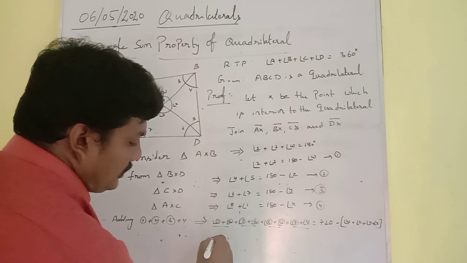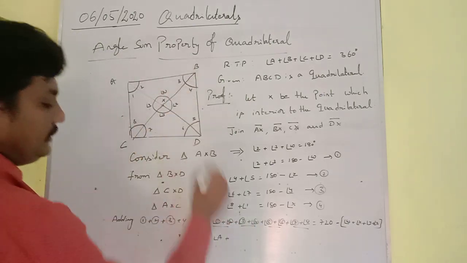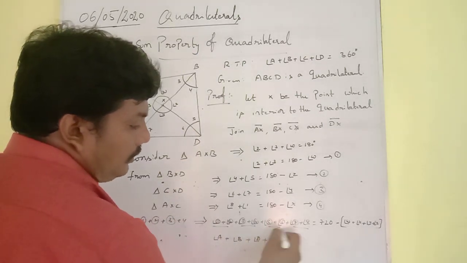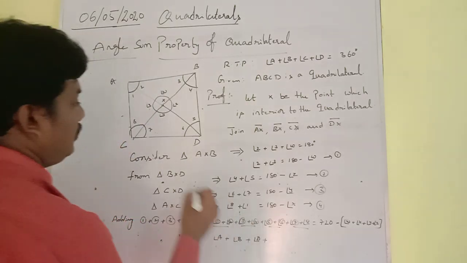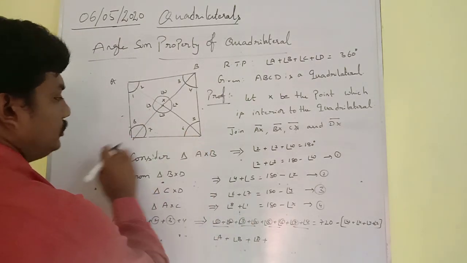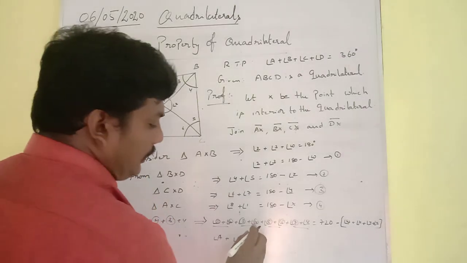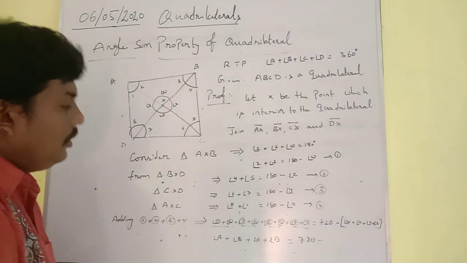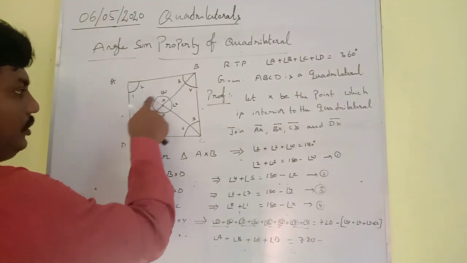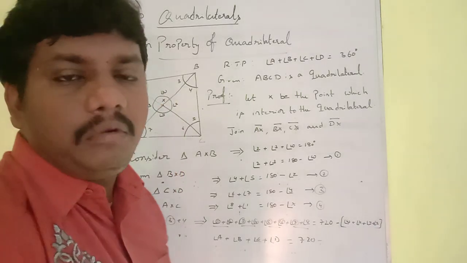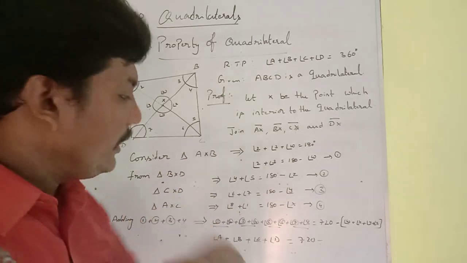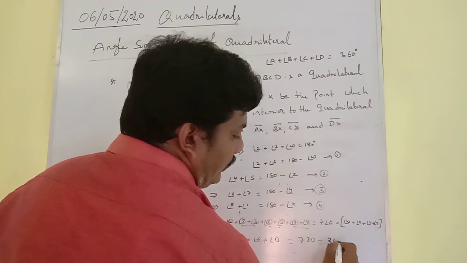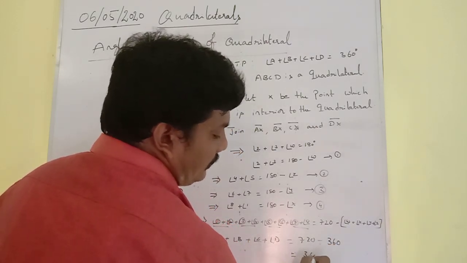Now 1 plus 2 is angle A, and 3 plus 4 is nothing but angle B, and 5 plus 6 is nothing but angle C, and 7 plus 8 is nothing but angle D. So angle A plus B plus C plus D is equal to 720 minus the sum of W, X, Y, Z. The sum of angles around a fixed point is 360 degrees. So 720 minus 360 is 360 degrees.